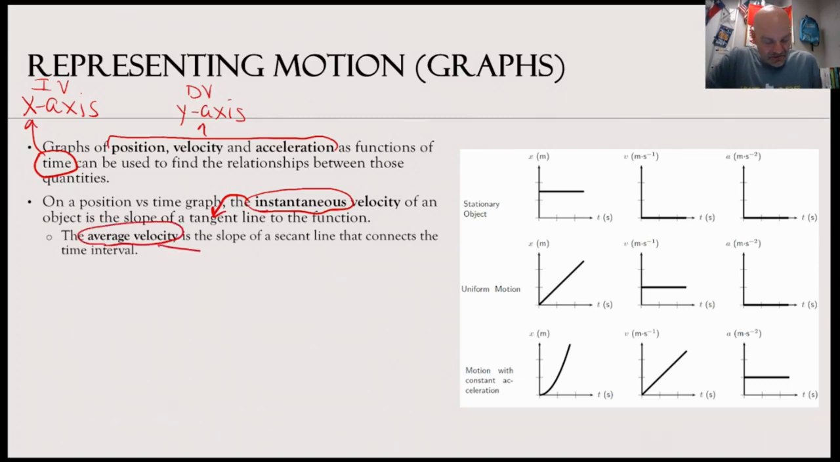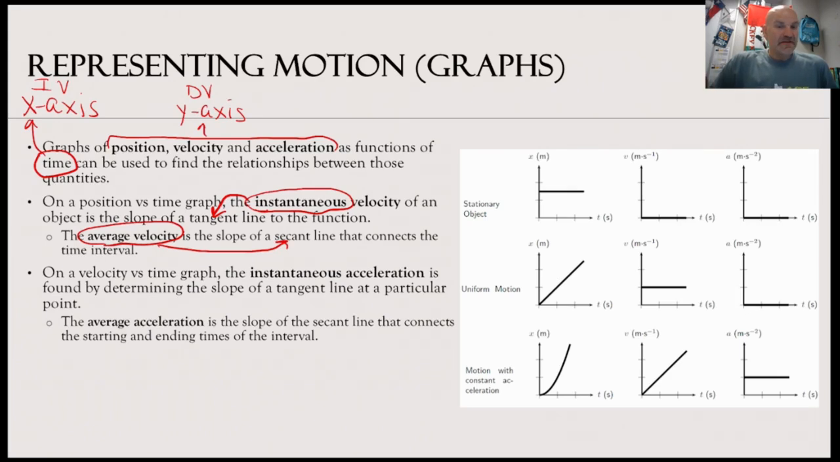Now, the average velocity is a secant line. So remember, a secant intersects a graph, a function, at 2 points. And it would be like our initial and final times. So we would draw a line that connects those 2 points and then find the slope of that line. And between those 2 points, that would just be an average velocity.